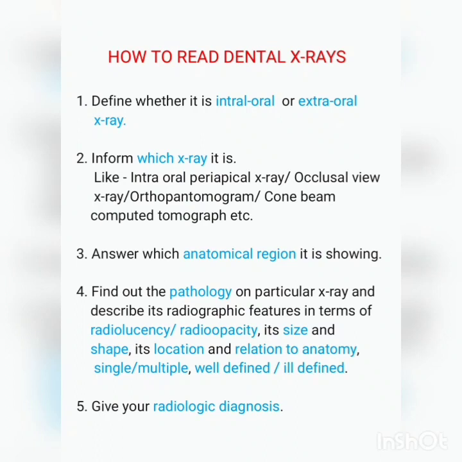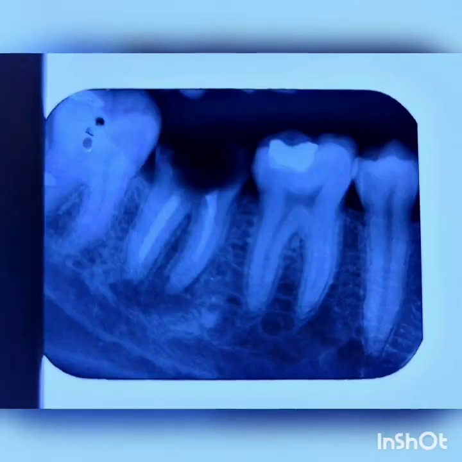it is intraoral periapical x-ray of mandibular posterior teeth region. Now, if you have real x-ray film, find out the side of it by checking the dot projection of the film and answer like it is intraoral periapical x-ray showing right posterior teeth region of mandible. You can't define side if it is a print or it is a soft copy.